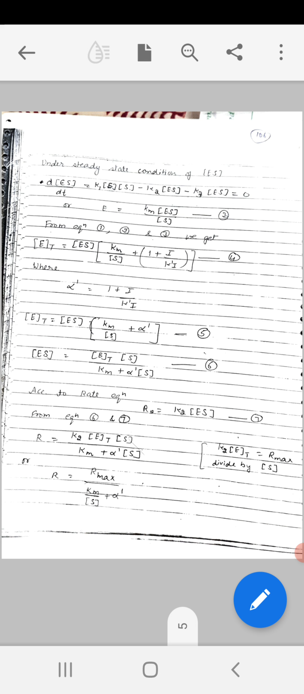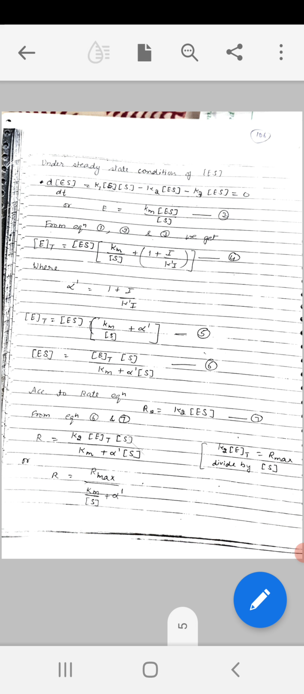From equations 1, 2 and 3, we get Et is equal to ES Km upon substrate concentration plus, in bracket, 1 plus I upon Ki dash into I concentration, equation number 4, where alpha dash is equal to 1 plus I upon Ki dash. Et is equal to ES concentration, in bracket Km upon substrate concentration plus alpha dash. This is equation number 5. Now ES concentration is equal to Et concentration at time T and S concentration divided by Km plus alpha dash into substrate concentration, equation number 6.